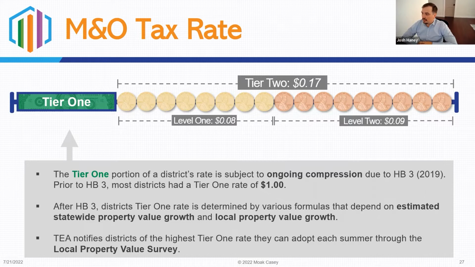And you can see there are really 2 factors that go into the amount of compression you see. There's a statewide compressed amount. You can view this as the ceiling for your tier 1 rate, and then there's your local property value growth. If you're growing faster than the statewide averages, you're going to see additional compression, and you're going to be below that statewide ceiling. As we just went through, all of this gets calculated on the local property value survey, the official application to determine your tier 1 rate each summer.